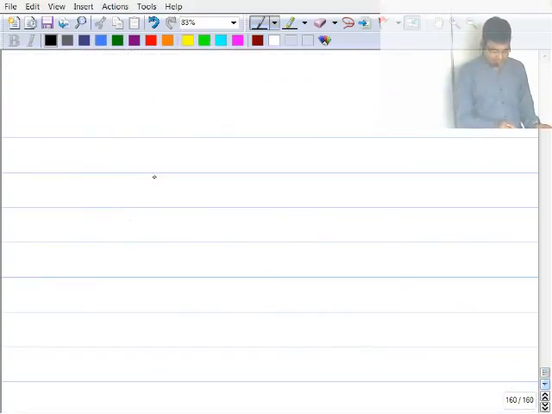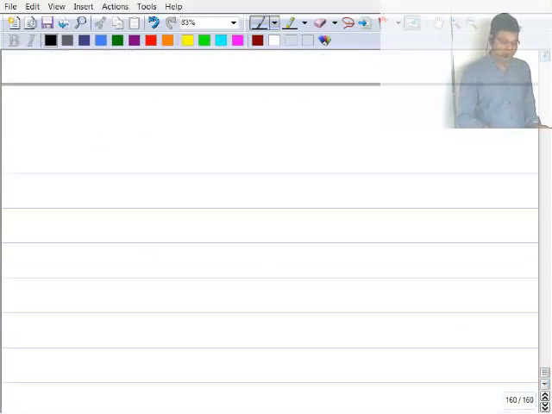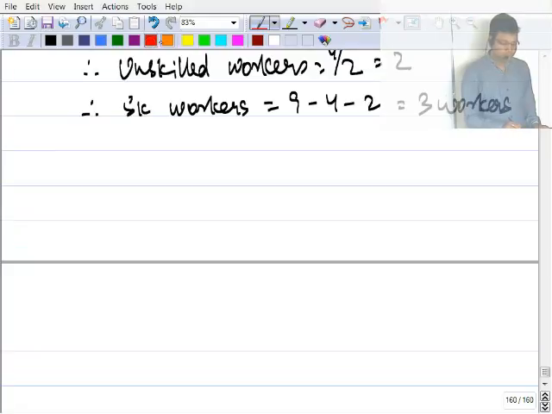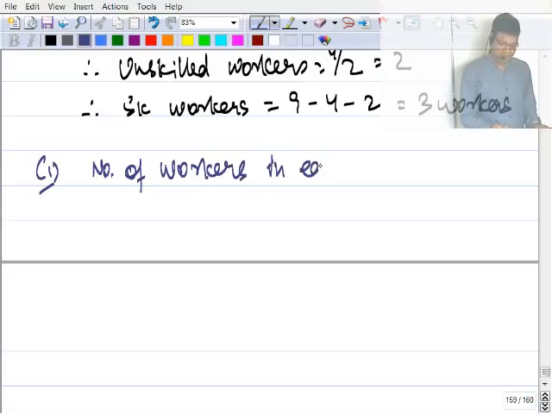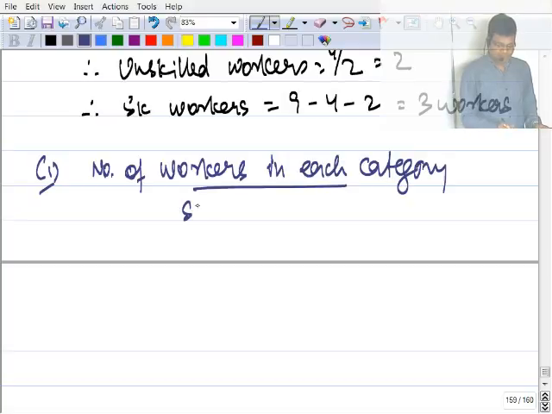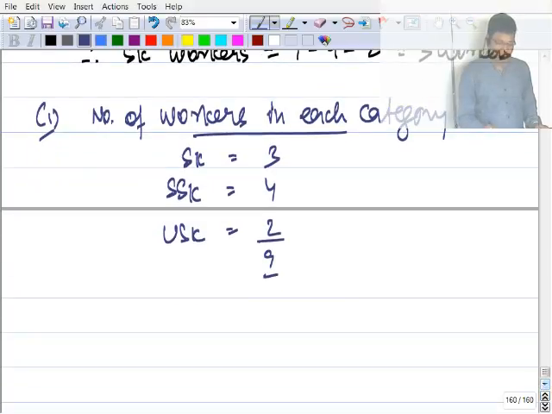What is actually required in the question? First is number 1, part A, solution to part 1, in which they are asking the number of workers in each category. So skilled workers is 3, semi-skilled workers is 4, unskilled workers is 2. Total is 9. For this you can draw the reference from note 3.